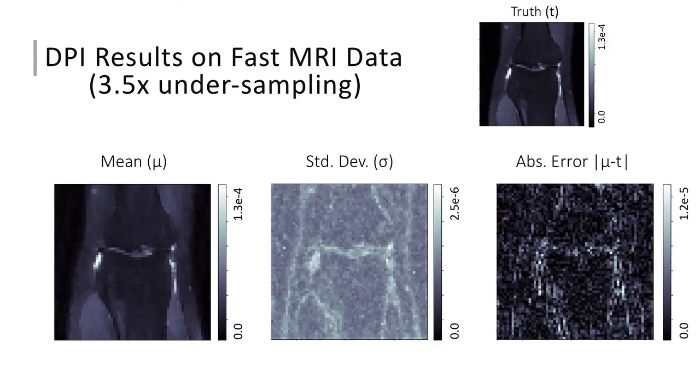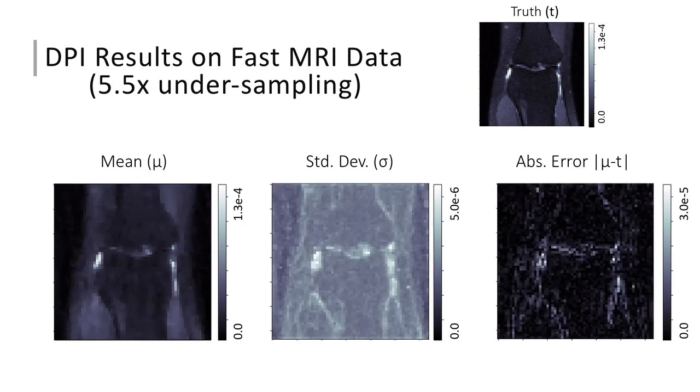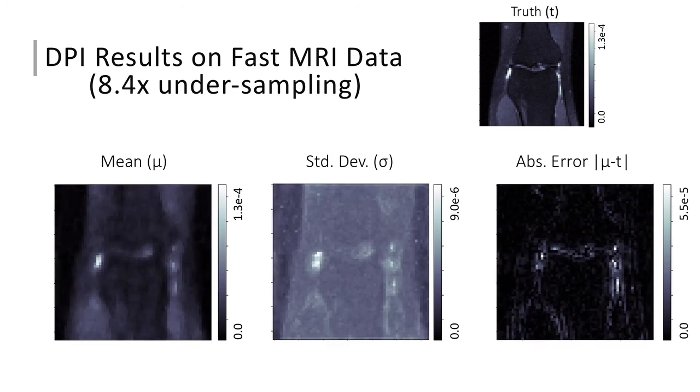Beyond astronomy, we also applied DPI to compressed sensing MRI data with different acquisition times. Here, we show the uncertainty quantification results of a reconstructed knee image using around 1/3 of the time of a full MRI scan. The profile of DPI standard deviation estimation perfectly captures the pattern of the absolute reconstruction error in this case. And it also performs robustly in other cases with even shorter acquisition times.